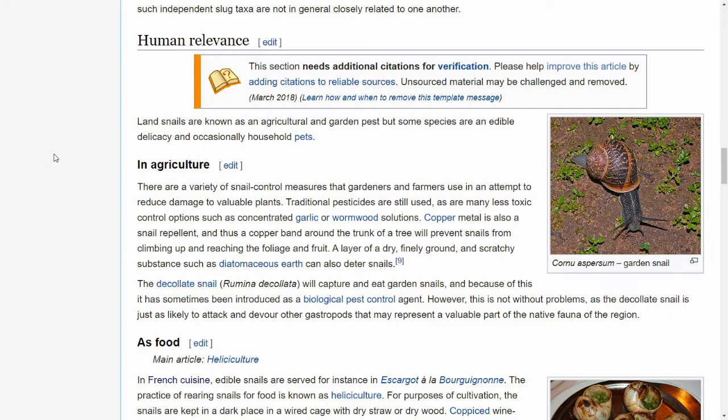Human relevance. Land snails are known as an agricultural and garden pest, but some species are an edible delicacy and occasionally household pets.